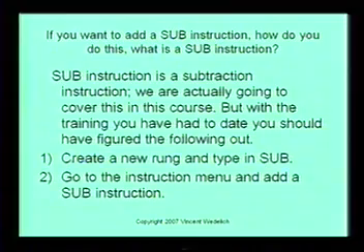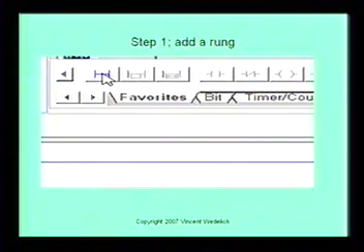1, create a new rung and type in sub. That would have given you your sub instruction. And then while you were on it, you could have hit F1, and that would have given you your help menu on that. 2, you go to the instruction menu and add a sub instruction. So we'll look at those.